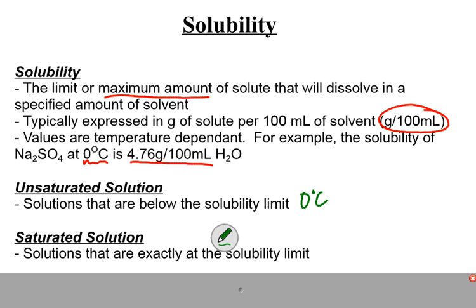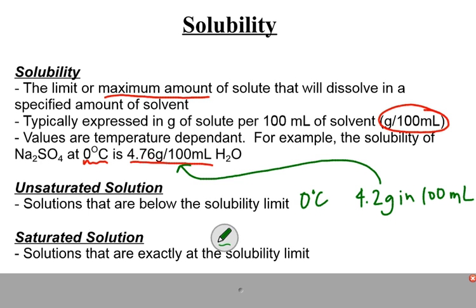If I only, say, put 4.2 grams in 100 mils of water, sorry, that should be a 1. So in 100 mils of water, I know from here that I could still add more to that because I can add up to 4.76 grams in 100 mils of water. So this would be a solution if I only put 4.2 grams in 100 mils of water. If I only had this, that would mean that the solution is unsaturated because I can still add more. So I'll add more solute.